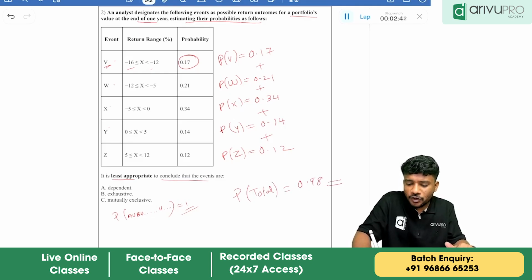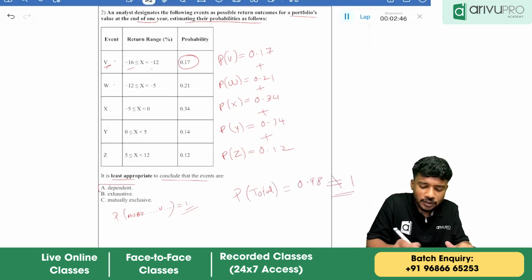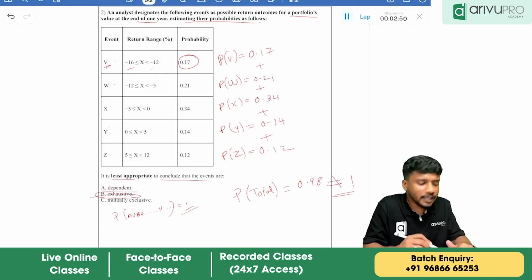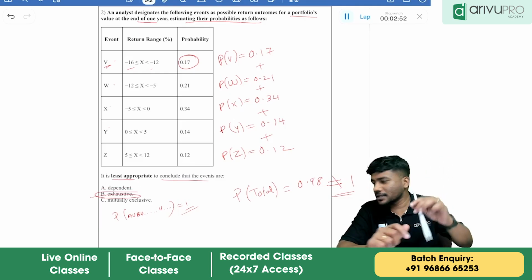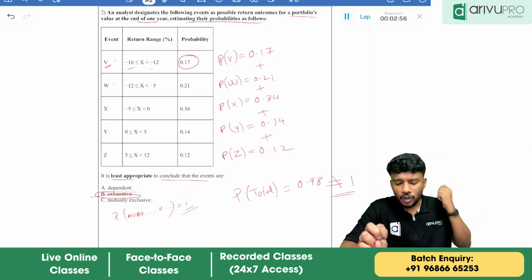0.98, which is not equal to how much? 1. So we can't say that they are what? They are, it concludes, not exhaustive events. We can't say that they are exhaustive events because it is not equal to 1.